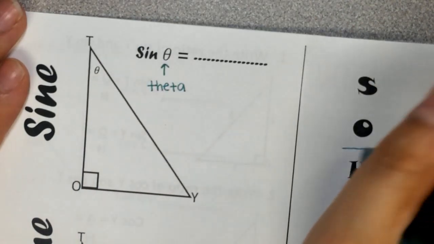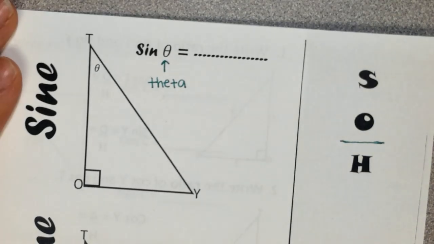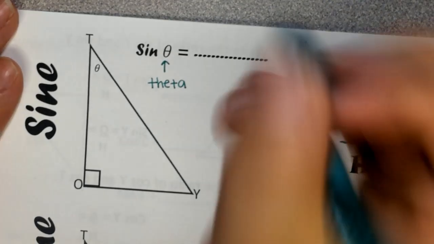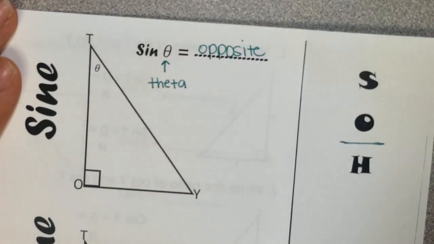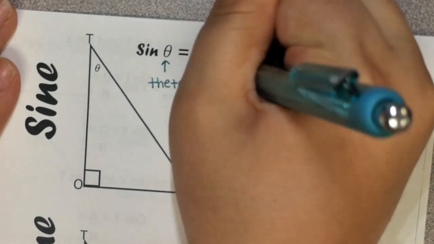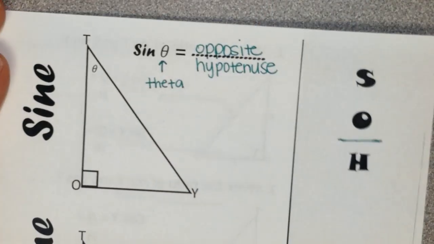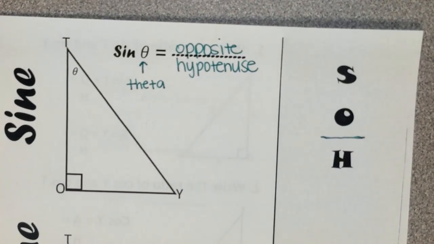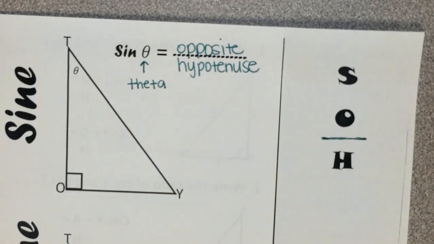Sine is SOH. What do you think SOH stands for? Sine is opposite divided by, what's the H stand for? Hypotenuse. Sine is your opposite divided by your hypotenuse. So that's why I did a little line right here, so you know you're going to divide those. Okay?